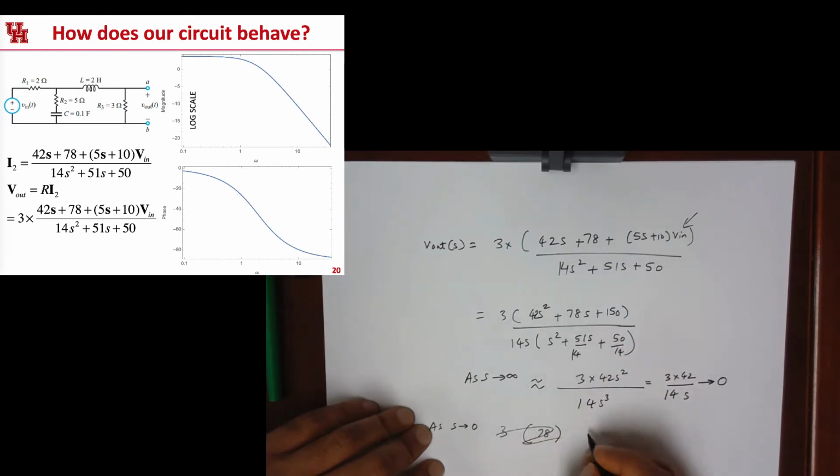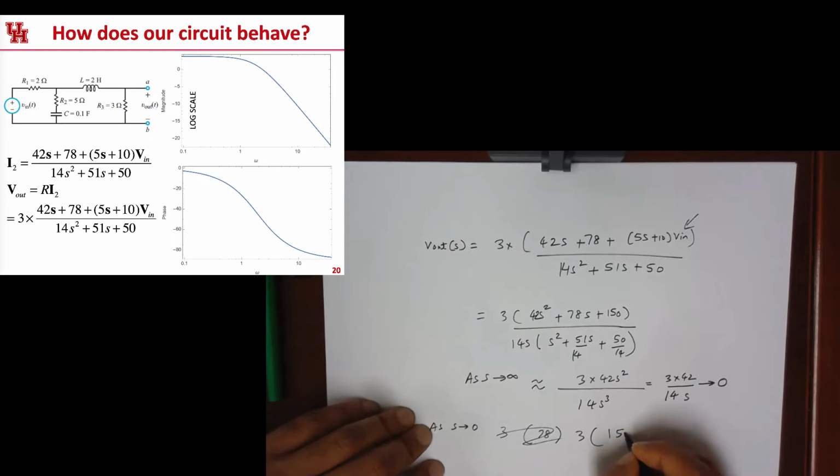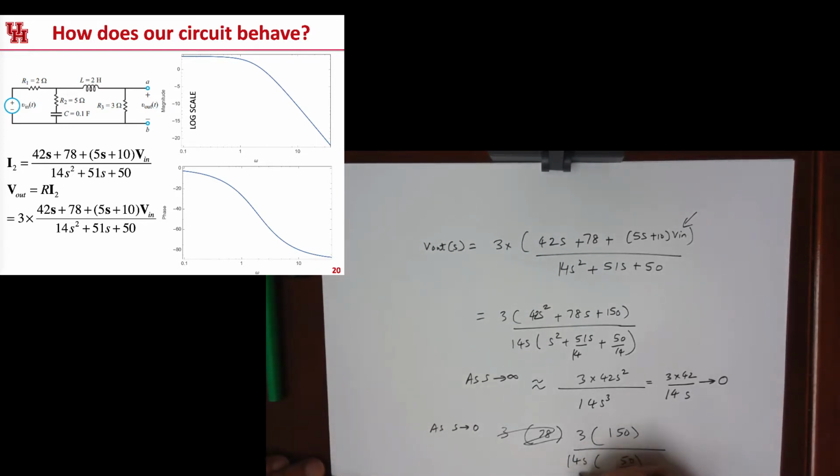Sorry, 78 is going to go away. So 3 times, this term will go away, this term will go away, it's going to be 150 divided by 14s. This is problematic. And then this is going to become s squared is 0, 51s over 14 is 0, and then it's going to be 15 over 14, right? So this is also going to start to blow up on us as s becomes very, very small.